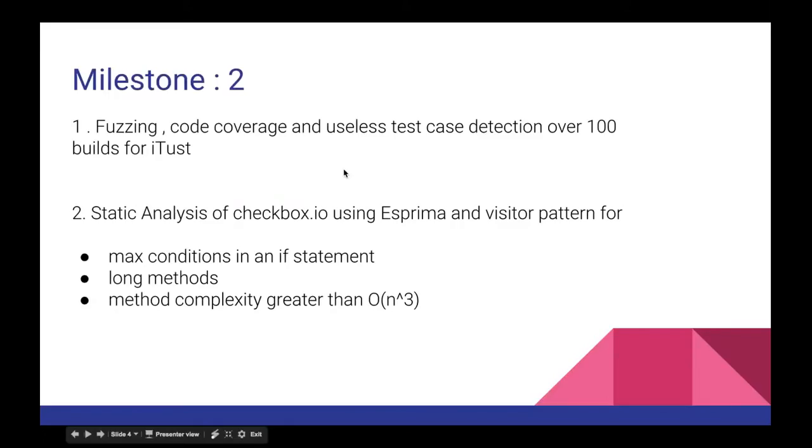For the second milestone, we had to create a Jenkins build server that builds both the Checkbox.io and iTrust applications, along with static analysis and testing. We did random testing, or fuzzing, on iTrust, where we had to run 100 builds using the fuzzer. We wrote the fuzzer in Python, which randomly picks a Java source file and changes one of the strings to a random string, and then the whole test suite is run.